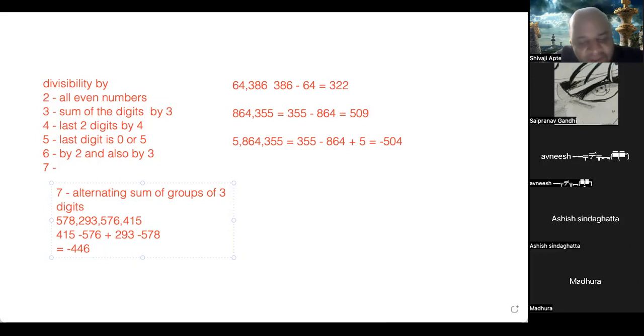Okay. And you can even know that if this was to be, so let us see, I will quickly take whether it is 578, 293, 576, 415. This number divided by 7, it will give me 142857. Yeah, I think it is because it is giving me 57. Correct. It is not exactly divisible.